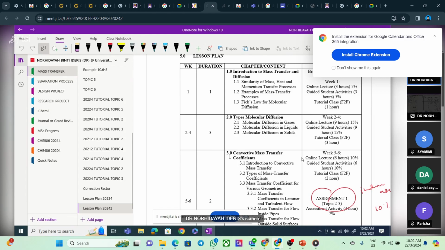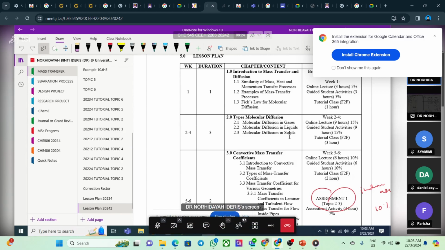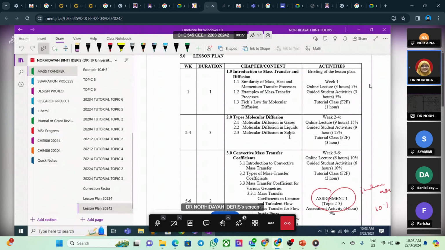Week 2, 3, 4, we should cover the types of molecular diffusion. We're going to start with molecular diffusion in gases, then molecular diffusion in liquids, and molecular diffusion in solids. But my plan is that since weeks 1, 2, 3 are in online version, I would like to cover all the syllabus of this topic within these three weeks. So when we meet later during week 4, we're going to have the tutorial class.